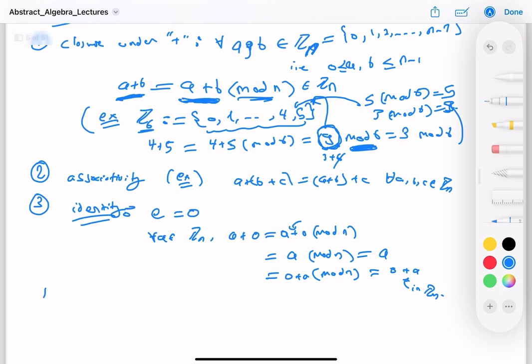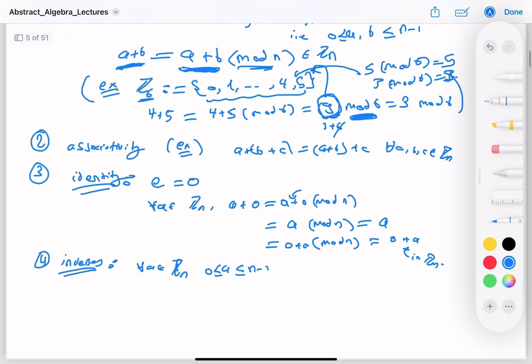Alright, so the next property we want to check is the so-called existence of inverses. Why do inverses exist? Again, here I want you to pause and think. I want you to think of the obvious. Let's start with an element in Z sub n. So this is going to be a number between 0 and n minus 1, right? So this is an element of Z sub n. And the question is, what's the inverse of it?